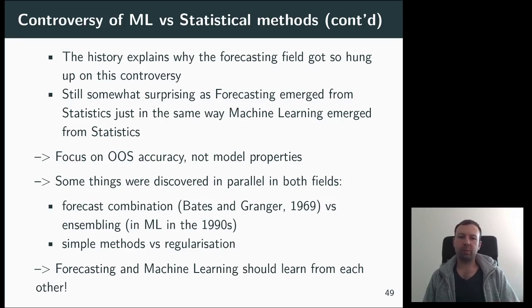For example, forecast combination is well known to work in the forecast community since a seminal paper from Bates and Granger in 1969, well before ensembling came up in machine learning in the 1990s. And then we have in forecasting this kind of focus on simple methods, which in machine learning, I think, is quite similar to regularization.